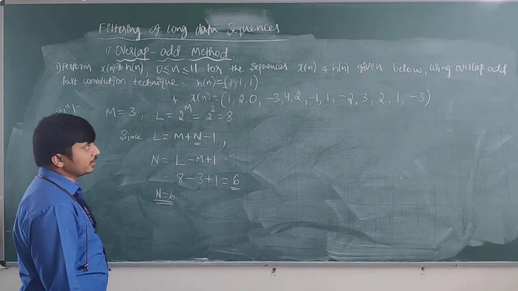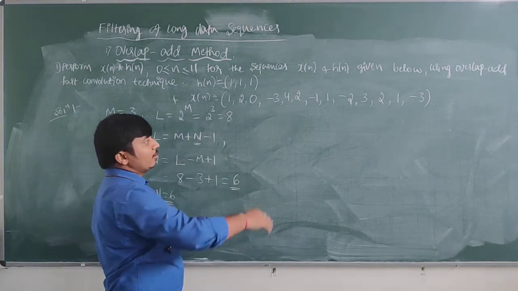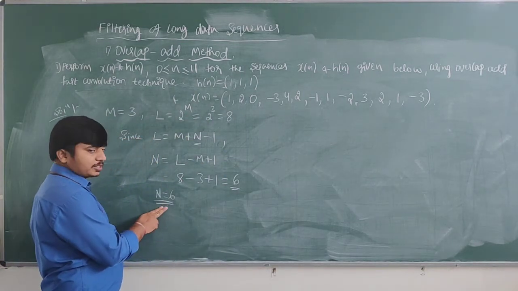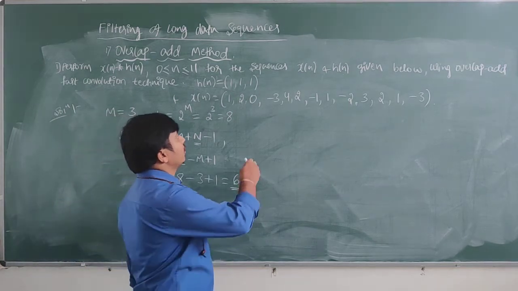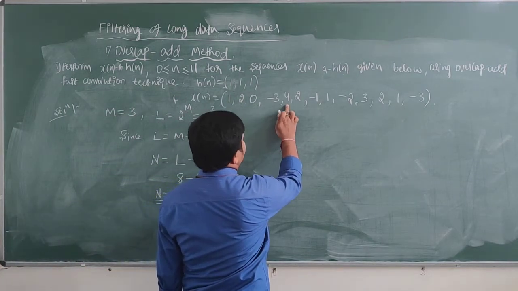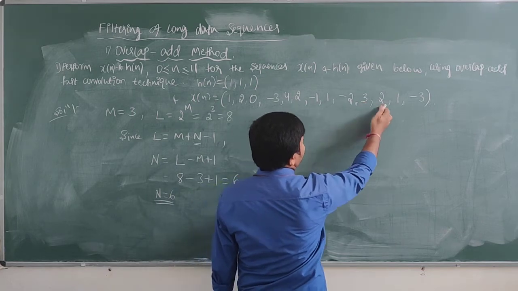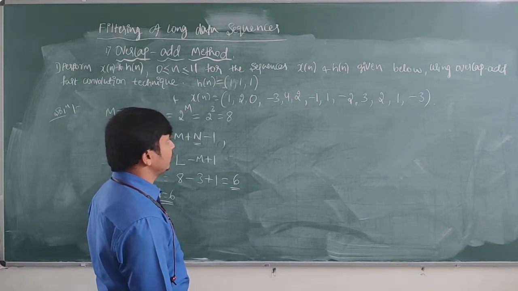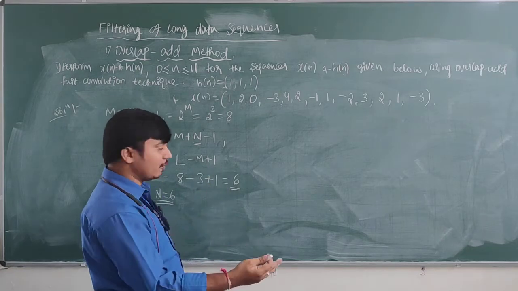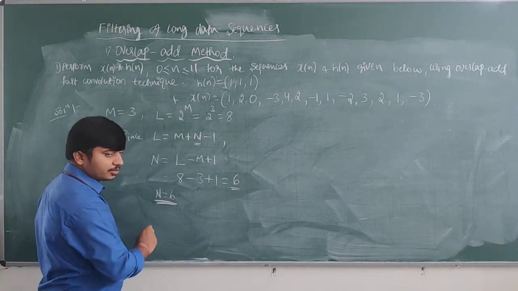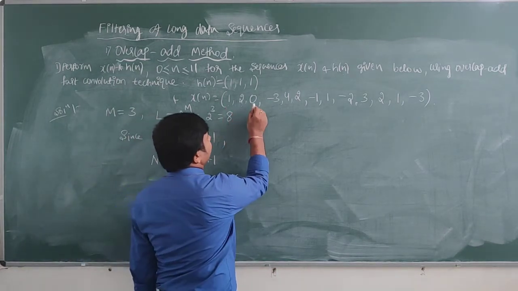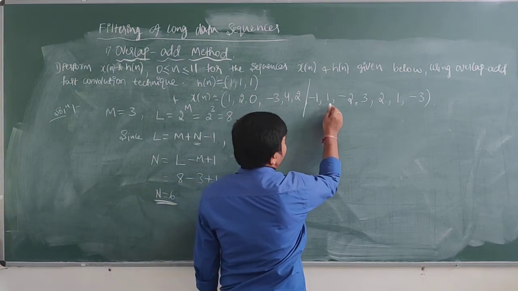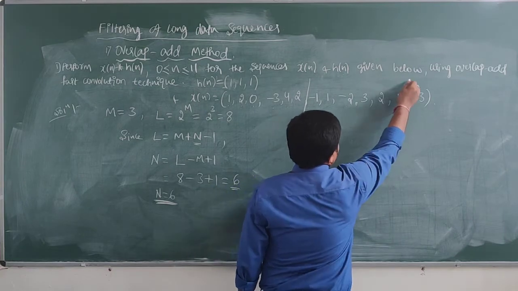Okay, so now split this x of n into blocks of length 6. Here the total length is 1, 2, 3, 4, 5, 6, 7, 8, 9, 10, 11, 12, 13. Now split this into different blocks of length 6: 1, 2, 3, 4, 5, 6, one block; 1, 2, 3, 4, 5, 6, another block.